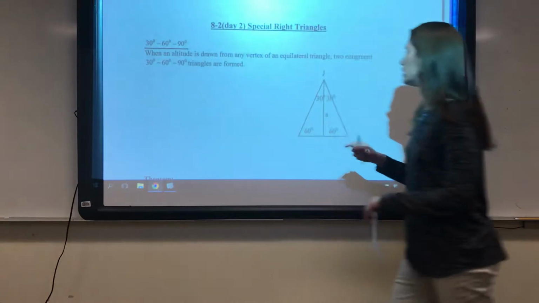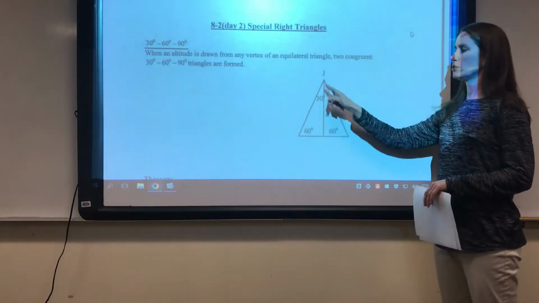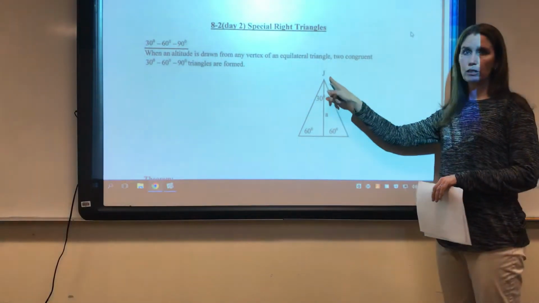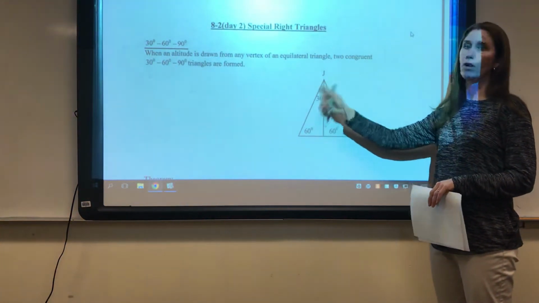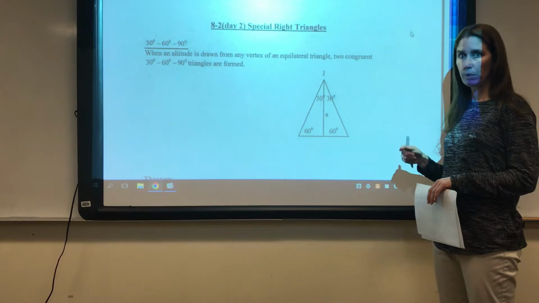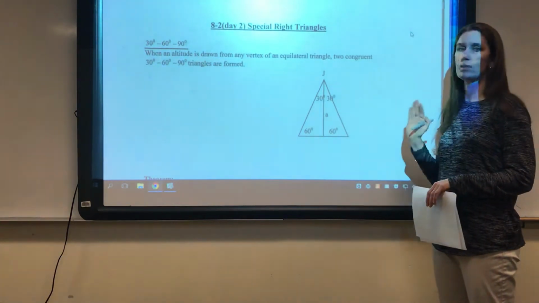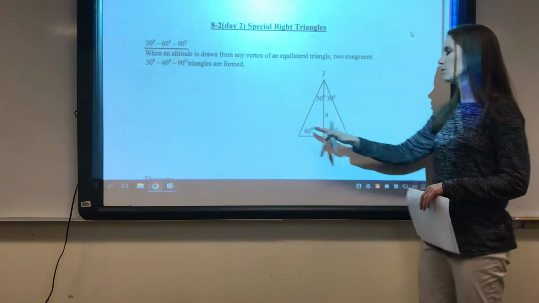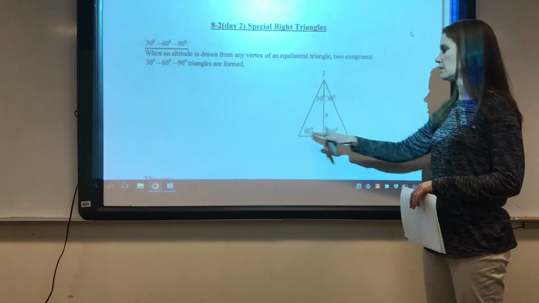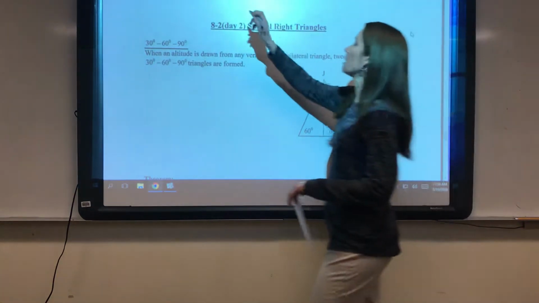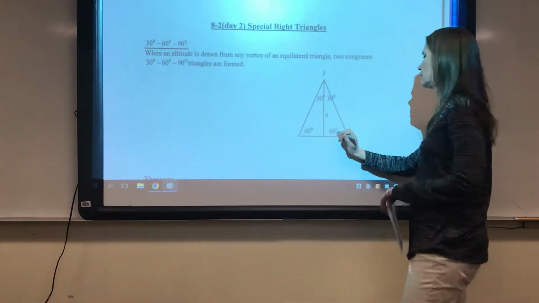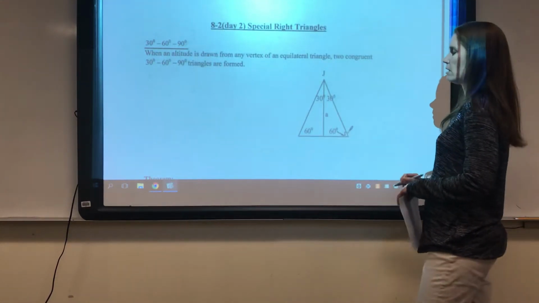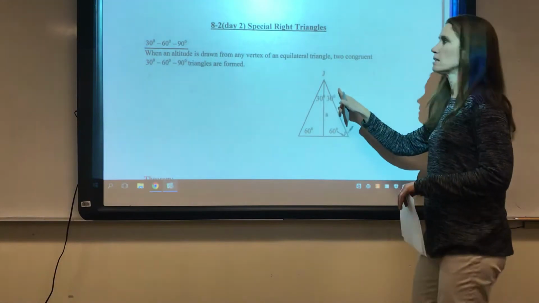So if we think about an equilateral triangle, we know it is a triangle that has all three sides congruent to each other. If all three sides are congruent, then all three angles must be congruent as well. And since we know all the angles of a triangle add up to 180, then all of these angles must be 60. So this one's 60, this 60 is referring to right here, and so this whole angle is 60.